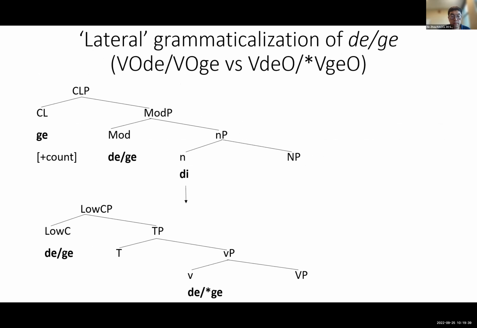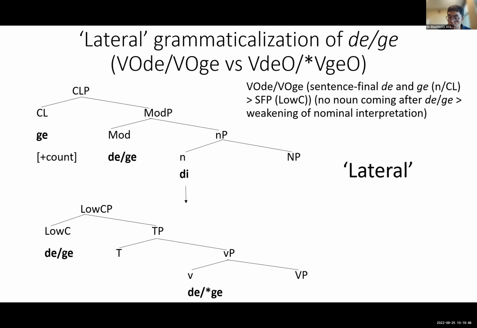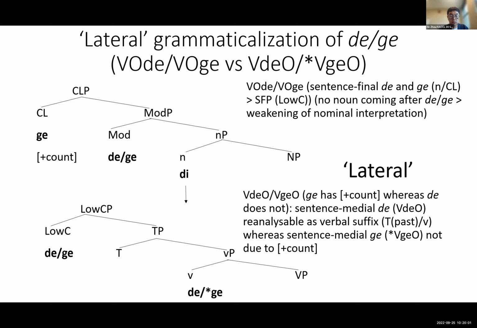Actually, there's a case of lateral grammaticalization where a nominal pattern is reanalyzed as a clausal pattern. So this is a lateral reanalysis. 的 is in its final position and can be reanalyzed as an SFP because there's no noun coming after it, so we can weaken its nominal properties and reanalyze it as clausal. In sentence-medial position, 个 is more marked than 的. It has a count feature, so that makes it harder to reanalyze as a verbal suffix as 的 can in V的O.